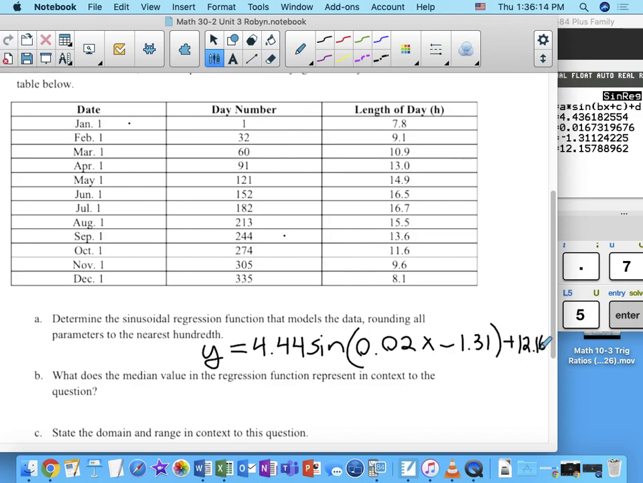Looking at days throughout the year: 365. Okay, well, the b value has been rounded to 0.02. So the b value is 0.02, and we wanted to get the period based on that. Put that into your calculator: 2 pi over 0.02. Tell me what you get.